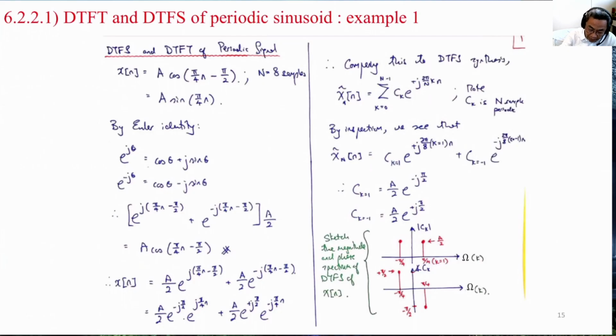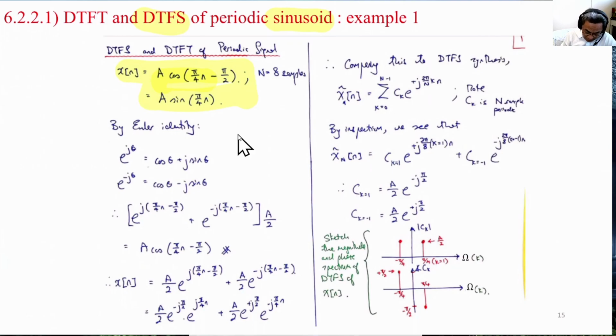Welcome back. In the next two slides, we'll perform a DTFS on a sinusoid, which is this signal over here, simply sine(pi over 4 n). We then find the c_k of this sinusoid, find its representation, and then convert it into DTFT.